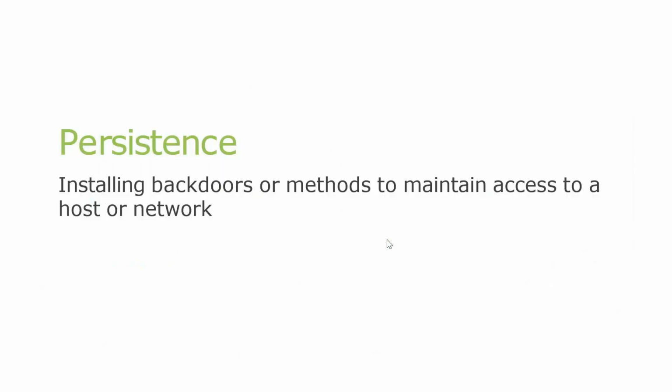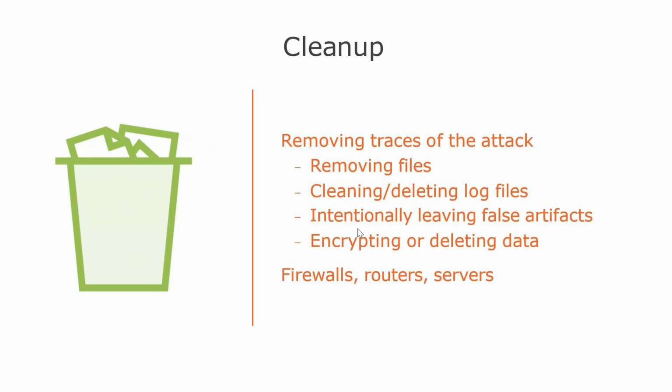Persistence includes installing backdoors or methods to maintain access to a host or network. After that, you also need to clean up the infrastructure and delete the infrastructure. This includes removing traces of the attack, removing files, cleaning and deleting log files, intentionally leaving false artifacts, encrypting or deleting data, firewalls, routers, servers, and so on.